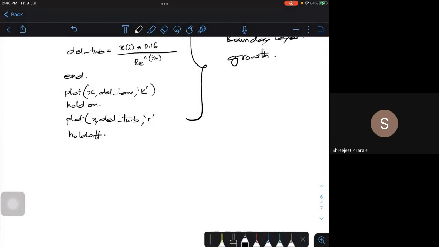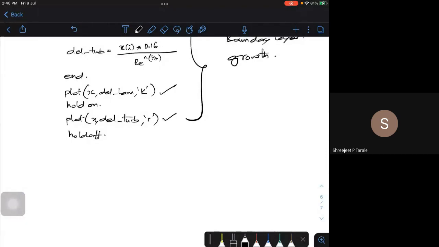And plot it, this is for laminar, this is for turbulent. Or if you want, in a single line I can use plot x, del_laminar, black, that is k, then comma x, del_turbulent, comma, with red. In one particular plot command only, I can have both actually.